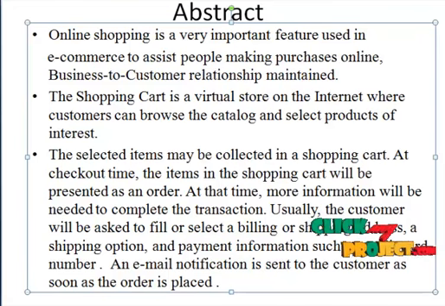At that time, more information is needed to complete the transaction. Usually the customer is asked to fill in or select billing and shipping addresses, so that the product is delivered at the right time with the correct details. Payment information is also provided online, such as credit card numbers, and an email notification is sent to the customer once the order is placed. This is an efficient way of shopping, which is already appreciated by people.